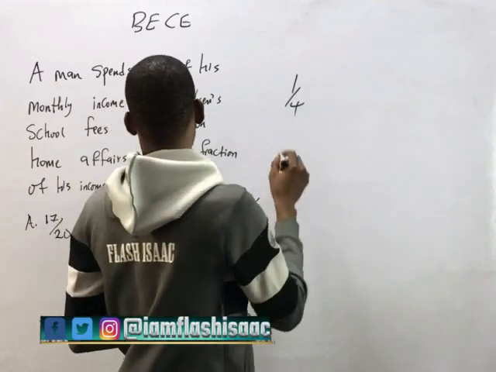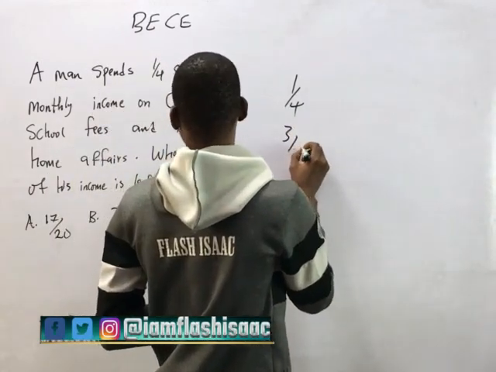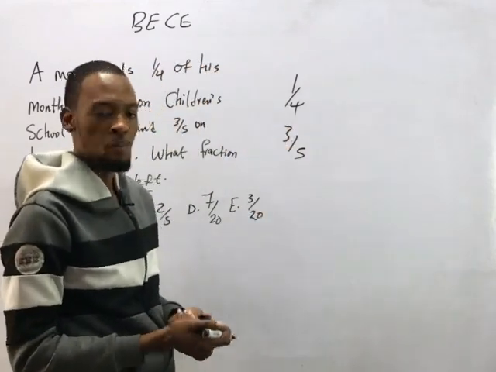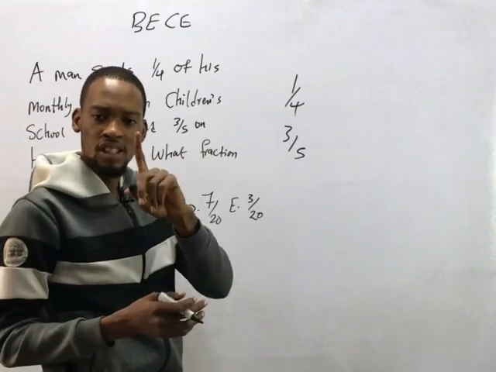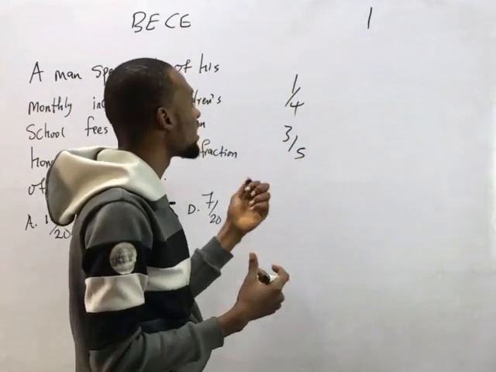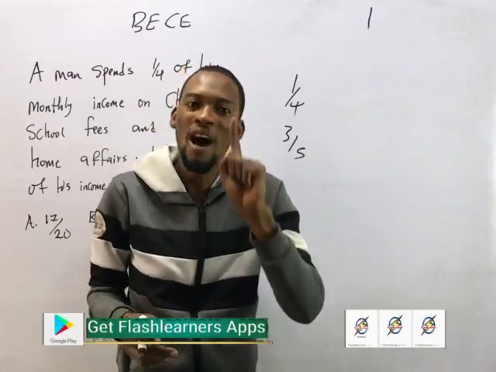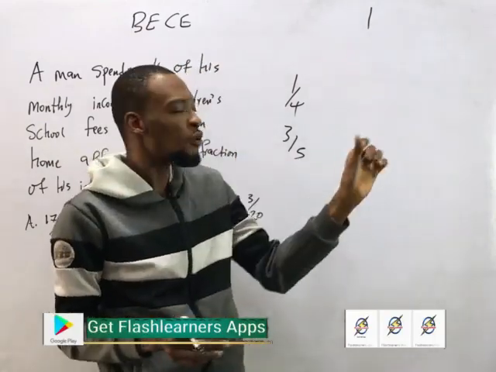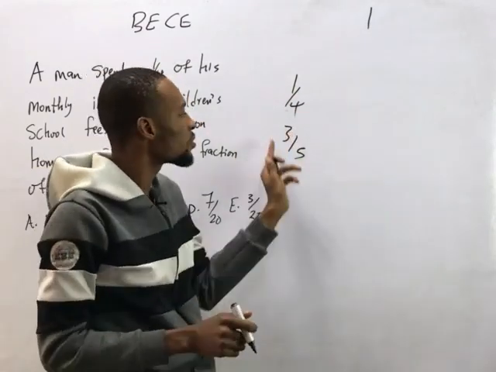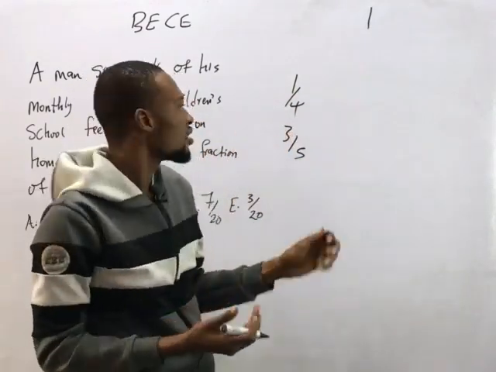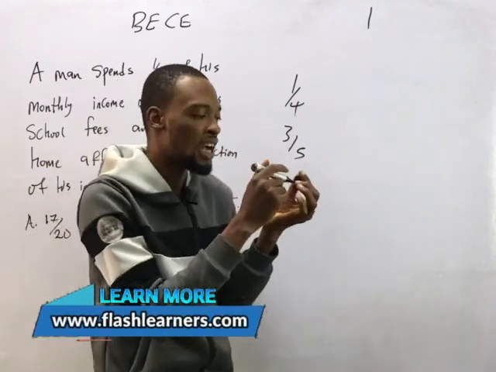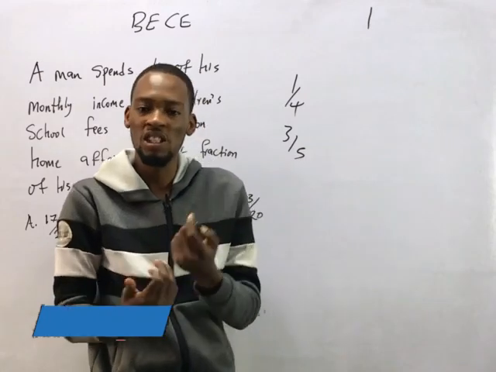Children's school fees and 3/5 on home affairs. So these are the fraction he spent, and the income is the whole number. So his income is 1. When you have this type of question, that's how you solve it. Let the income be what? 1, because 1 is the whole number. When you are not spending this side, you begin to get this fraction. So these are the fraction the man spent. So this on this and this on that. What you do is, let's add the fraction to see the total amount spent.